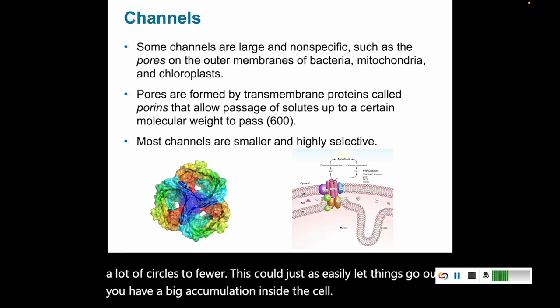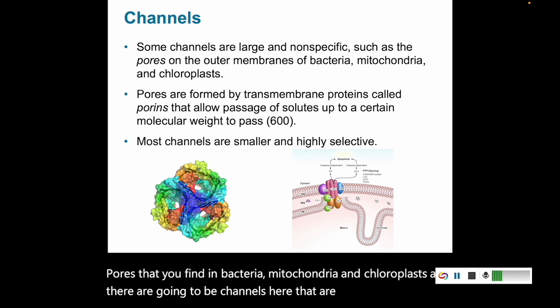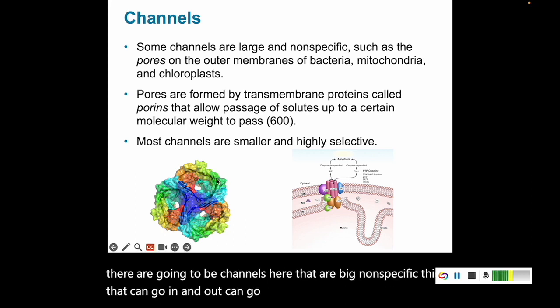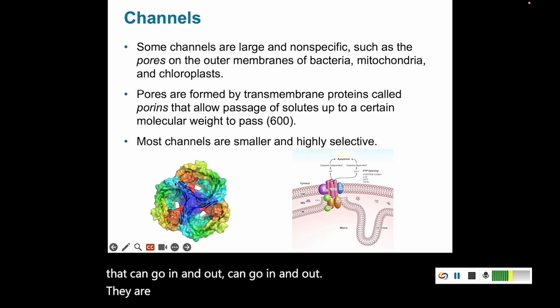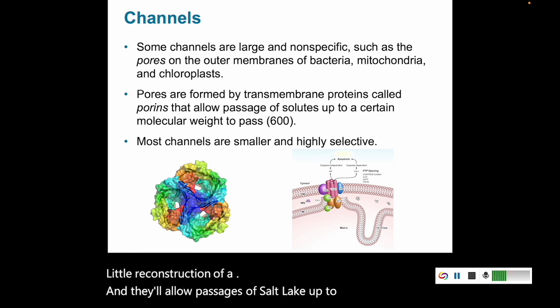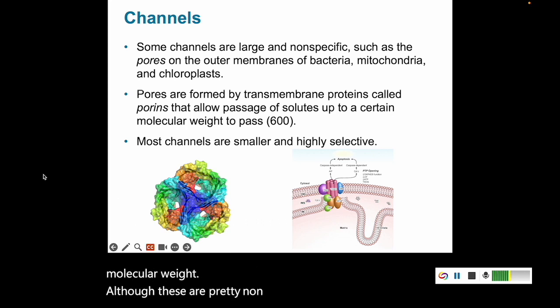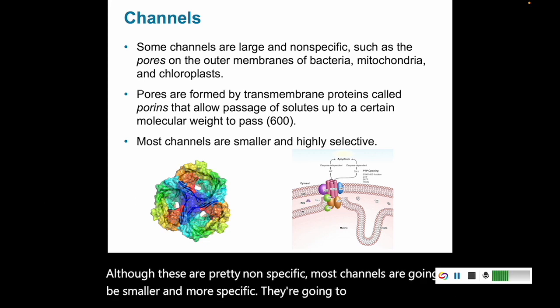Pores that you find in bacteria, mitochondria, and chloroplasts are channels that are big and non-specific. Things can go in and out. They are usually made of a protein called porins. Here's a pretty little reconstruction of a porin. They allow passage of solutes up to about 600 daltons molecular weight. Although these are pretty non-specific, most channels are going to be smaller and more specific. They're going to have stricter restrictions on what can pass through them.